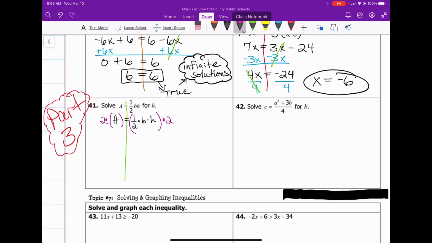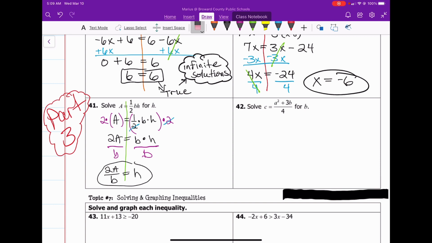These 2's cancel out, that one and that one. And now we're left with 2A equals b times h. And since we're solving for h now, we want to get the h by itself. The last thing we want to do is divide both sides by b. When we do that, we end up with 2A divided by b is equal to h. And this is the final answer. Let's take a look at number 42.